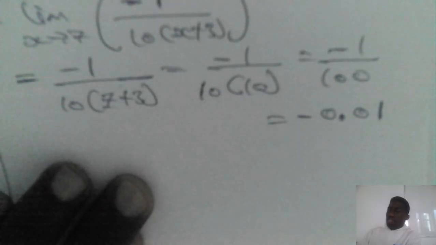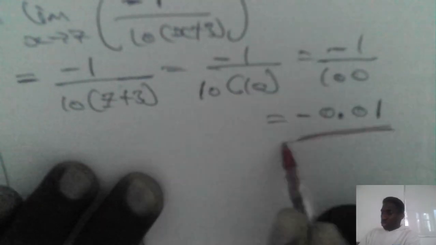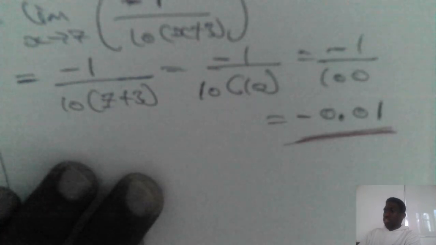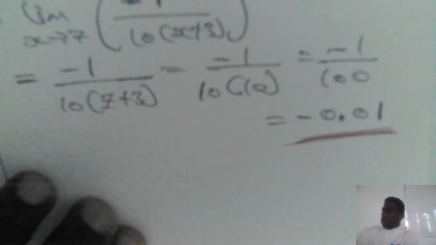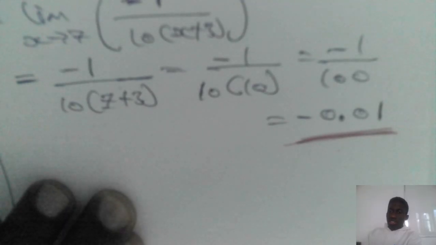This is a real number. So not 0 over 0 now, this is a real number. That's its final answer. So we can actually verify this using the graph.